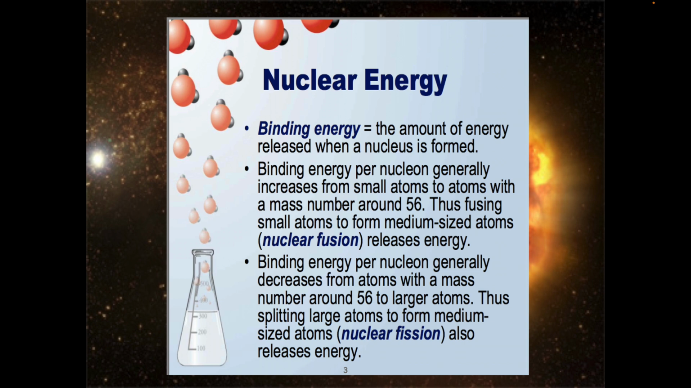Binding energy per nucleon generally decreases from atoms with a mass number around 56 to larger atoms. Thus, splitting large atoms to form medium-sized atoms also releases energy, so that's nuclear fission. Note: fusion is the nuclei of small atoms being put together, and fission is the nuclei of large atoms being split.